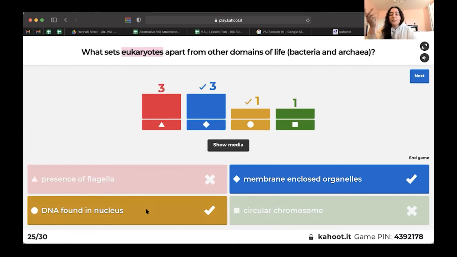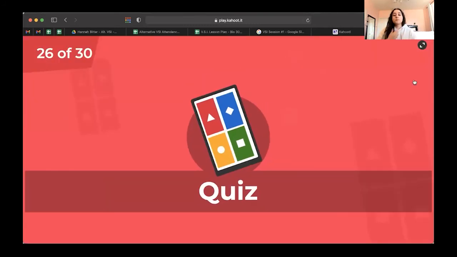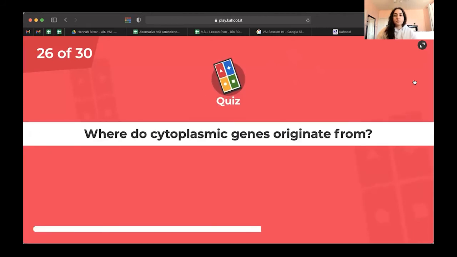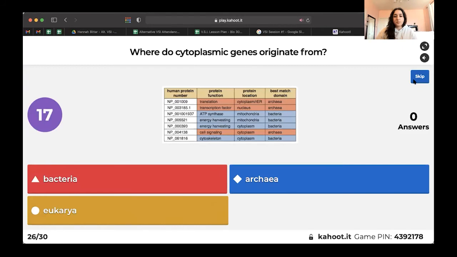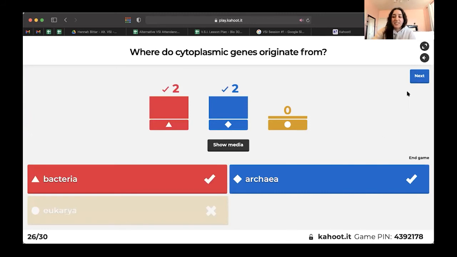Their chromosomes don't look like ours. They're actually circular chromosomes, and we don't have circular chromosomes. We, as eukaryotes, have membrane enclosed organelles, and our DNA is found in our nucleus. Actually, this red one here, presence of flagella, is not found in eukaryotes. Flagella is only found in bacteria. Okay, I'm glad that we got this right.